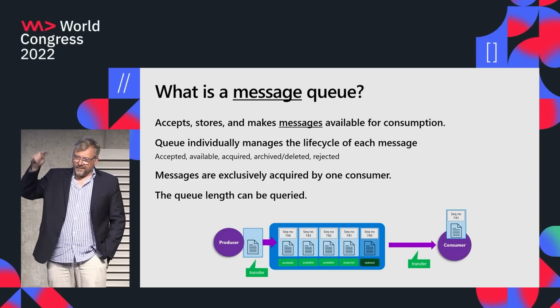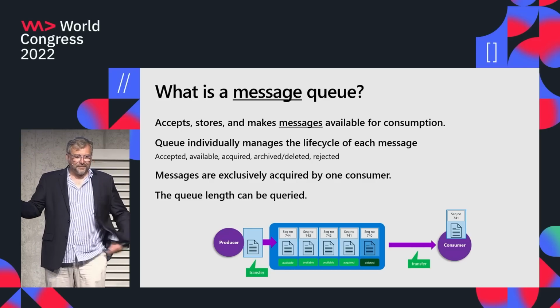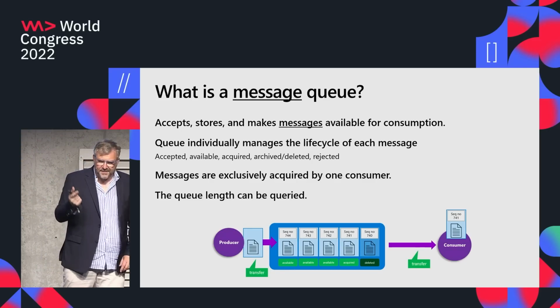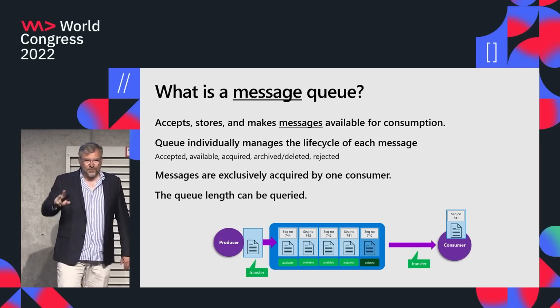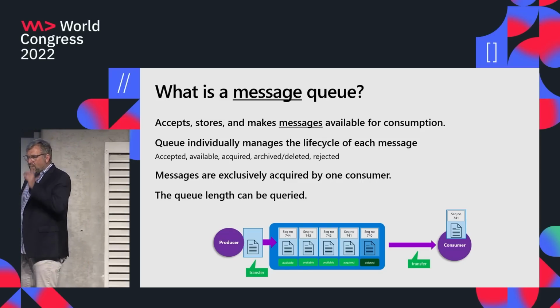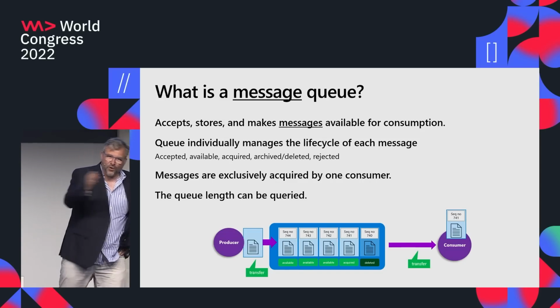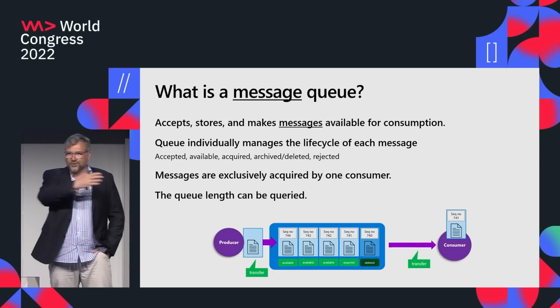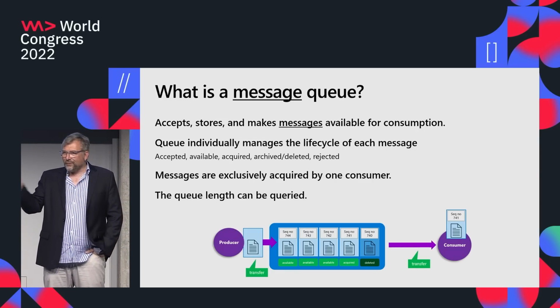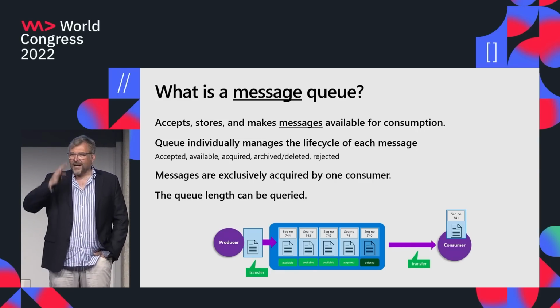Kafka doesn't have individual management of the lifecycle of messages. You cannot query the length of the queue because you don't know what the consumption status is. And messages are not exclusively acquired by one consumer. They're always acquired by a consumer group, and that consumer group can scroll back and forth over that message stream. There are no queue features in Apache Kafka. It's not a queue.